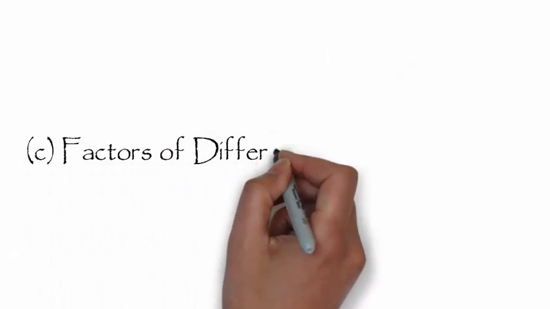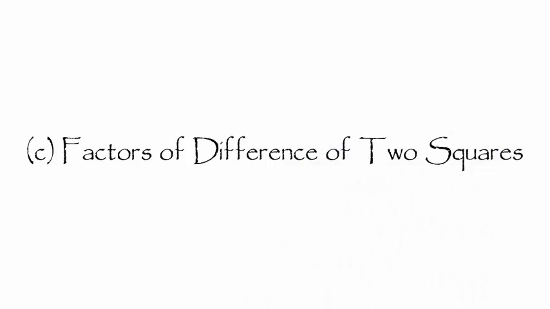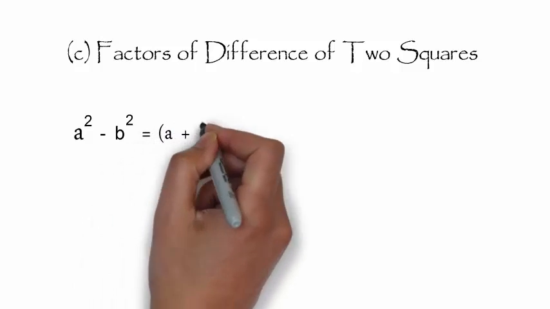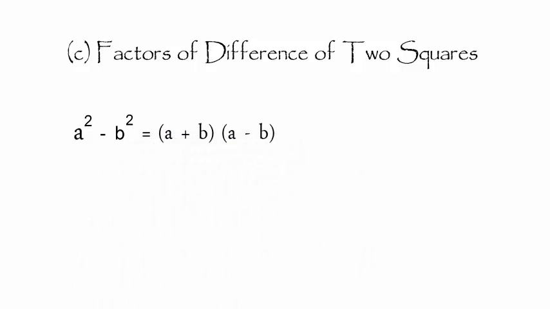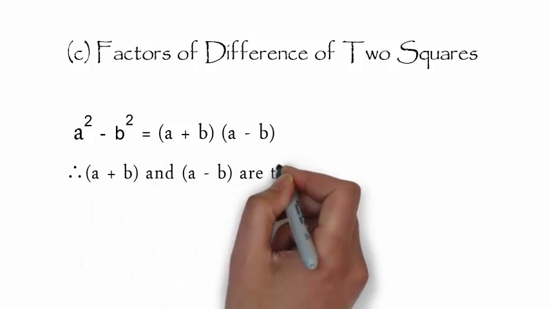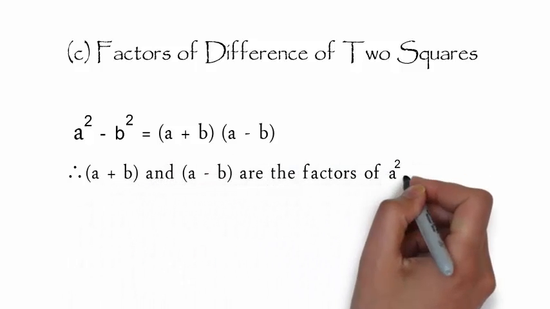C. Factors of difference of two squares. a² - b² = (a + b)(a - b). Therefore, a + b and a - b are the factors of a² - b².